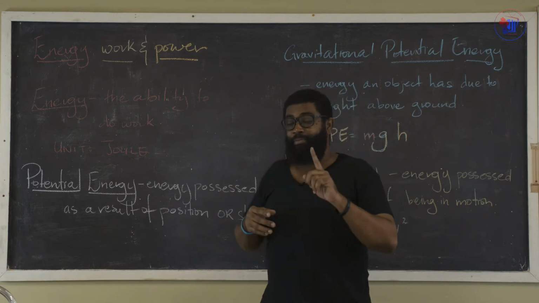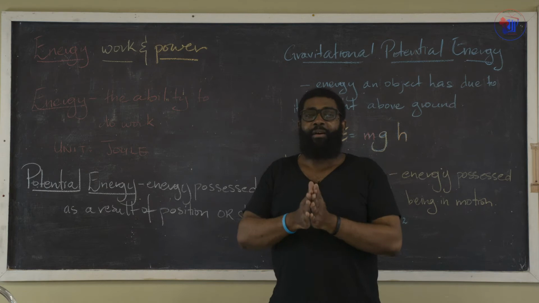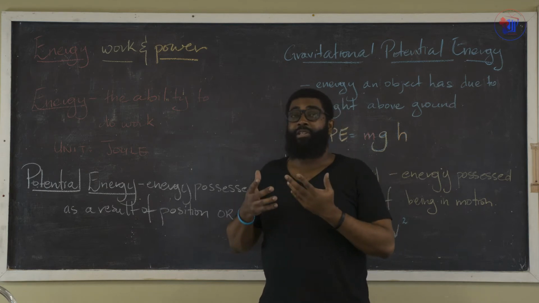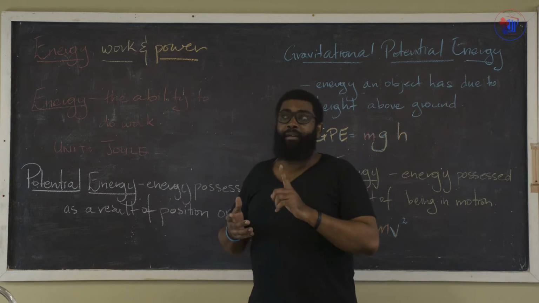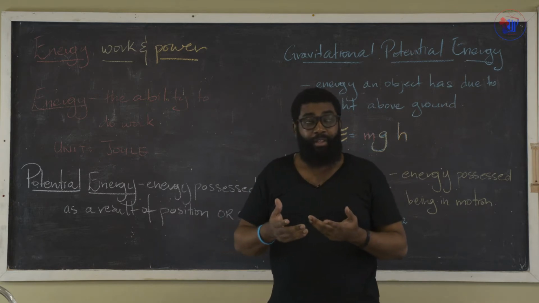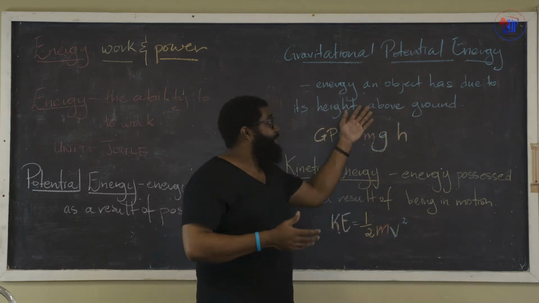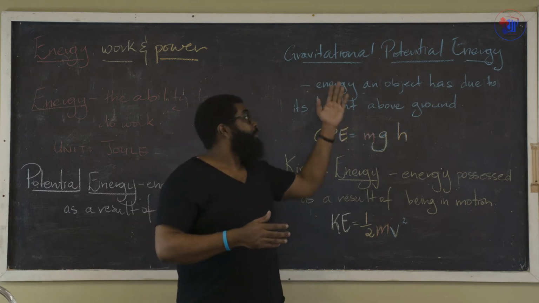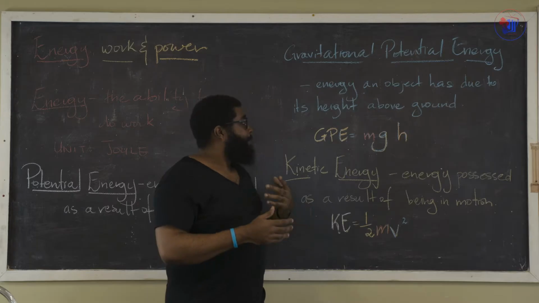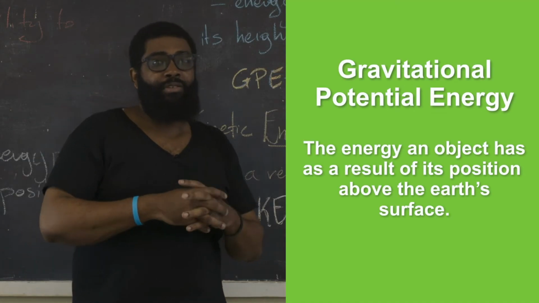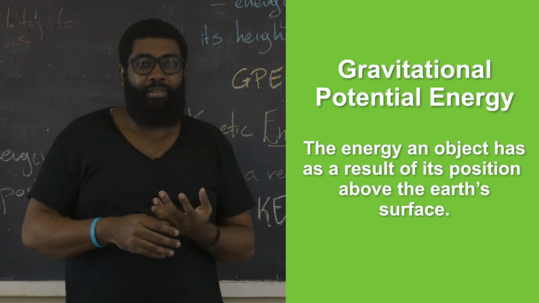So potential energy is the energy an object or body has as a result of its position or state. Keeping on the point of position, we move to gravitational potential energy. Now, gravitational potential energy, or GPE, is the energy an object has as a result of its position above the Earth's surface.